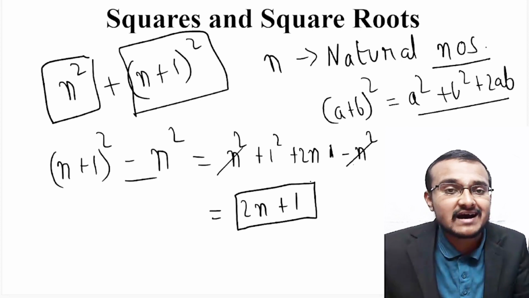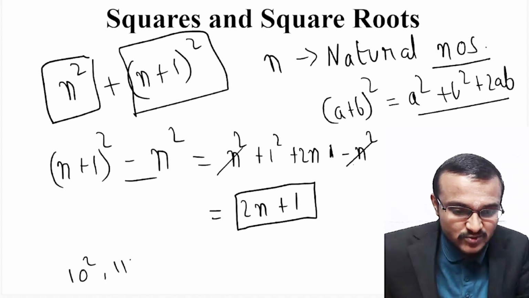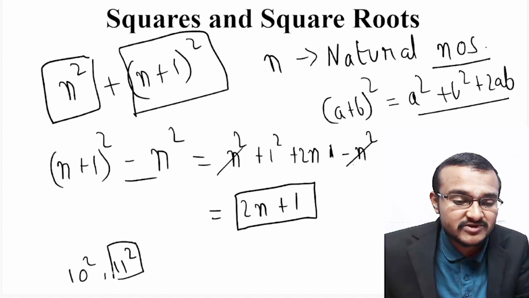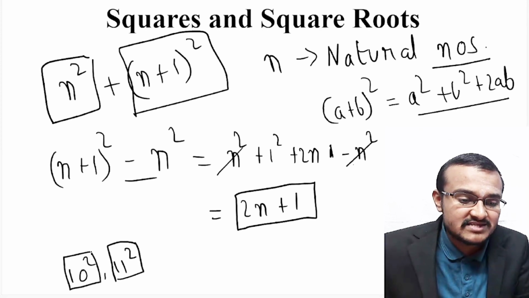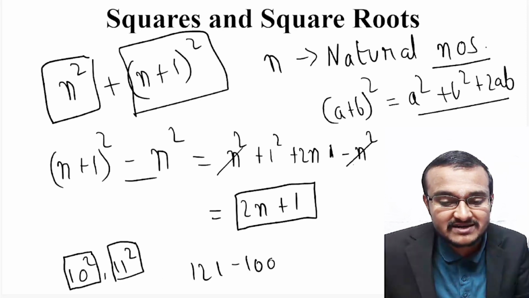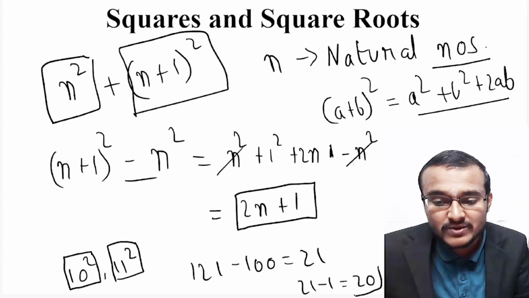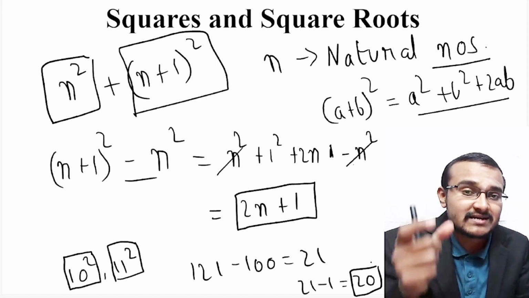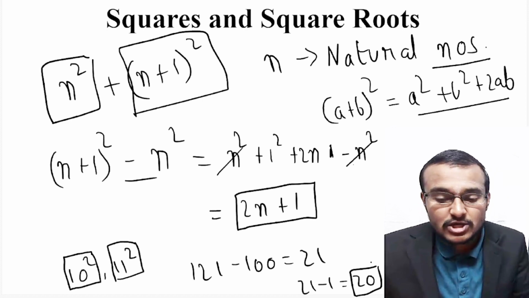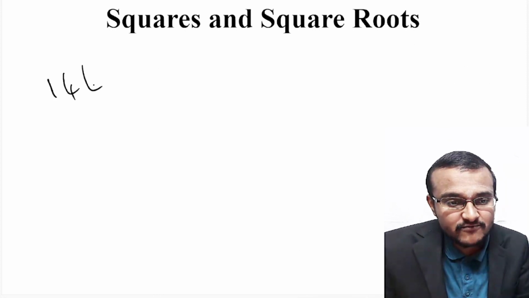So if I give 10 square and 11 square and ask you to calculate the numbers between 11 square and 10 square, these are pretty small numbers, so you can easily find the squares and tell 121 minus 100 is equal to 21, and 21 minus 1 is equal to 20. So 20 numbers are there in between 10 square and 11 square. You can easily tell that. But now if I ask you some bigger numbers, like 144 square and 145 square.